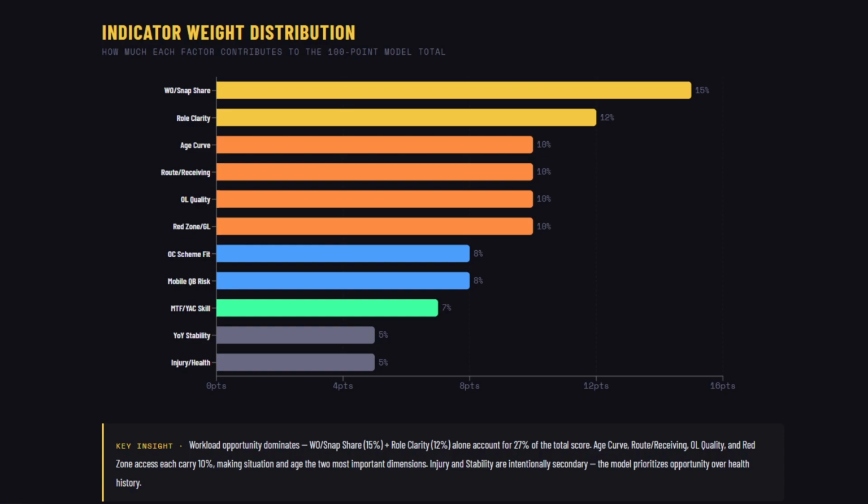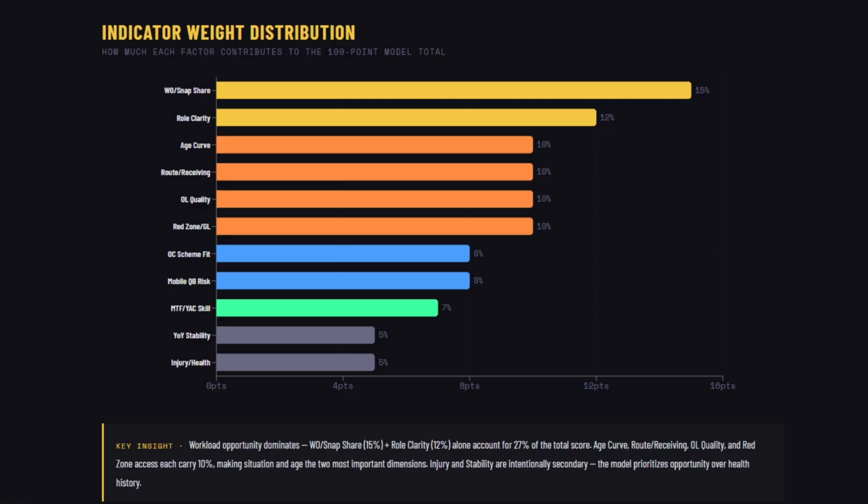For the next two, we have tied at 8% OC scheme fit and mobile quarterback risk. So does your offensive coordinator have a good scheme for you, or is your offensive coordinator not going to get the best of your abilities? Something we can look into for the next upcoming year is De'Von Achane. While I don't think the OC scheme fit is terrible, Mike McDaniel had one of the best scheme fits for every single running back. Achane was extremely productive with McDaniel, and I think that production will drop off. We'll get into that later.